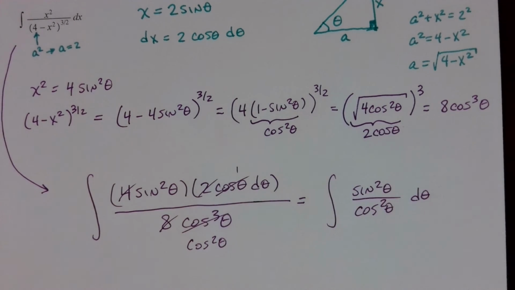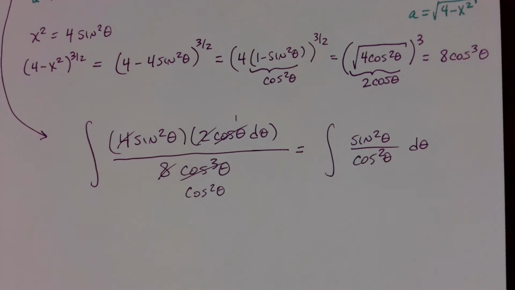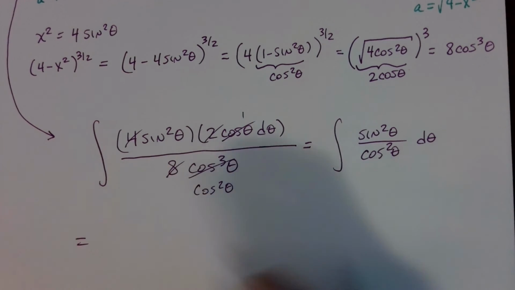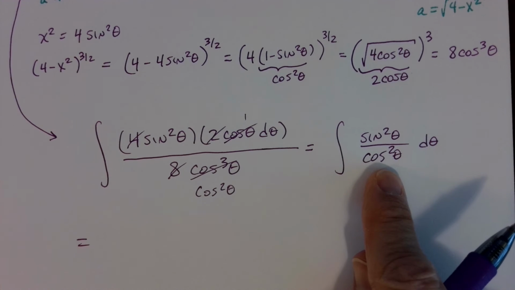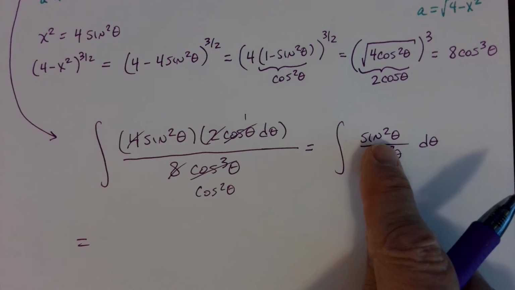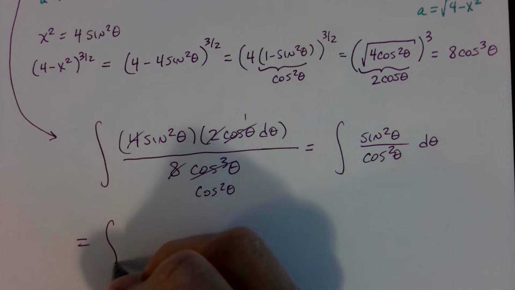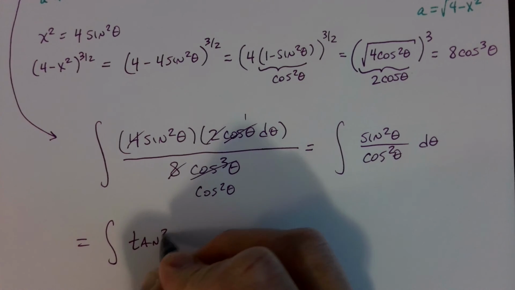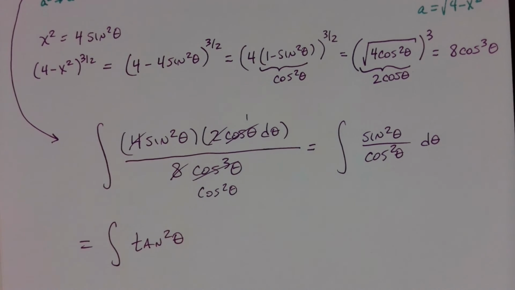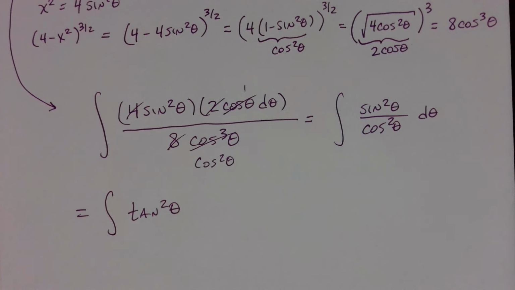Pull that d theta out. Okay, so we've simplified that. So what's this going to be? Well, how can we do this? Notice sine squared theta divided by cosine squared theta is just tangent squared theta, right? Sine divided by cosine is tangent. Now, what's the antiderivative of tangent squared theta? Well, I don't know off the top of my head. We know the antiderivative of tangent theta.